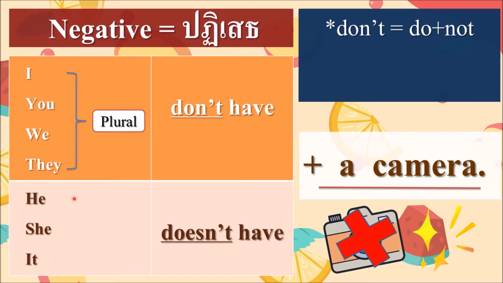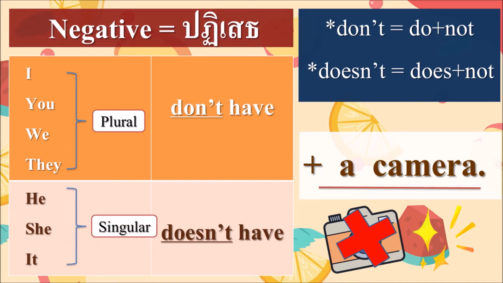Next, for he, she, it, we use doesn't have. Doesn't is a contraction from does not. Does not is doesn't. He, she, it, they are singular, and we use doesn't have.